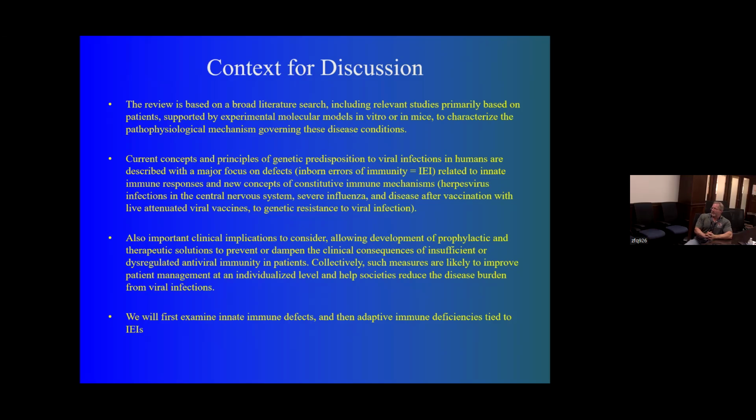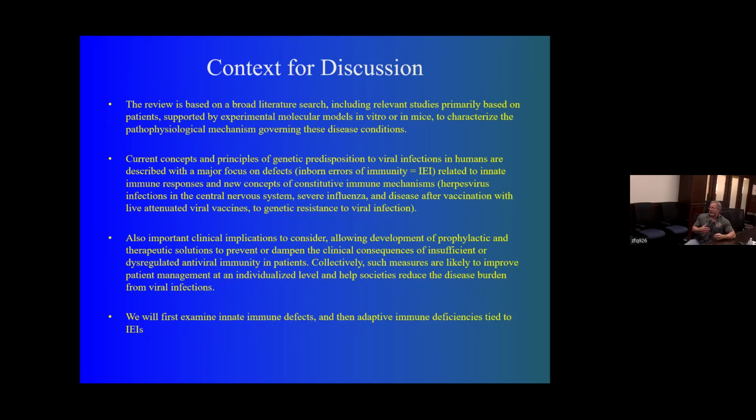Most of the concepts we're going to look at today are going to focus around inborn errors of immunity, or IEIs. And these are basically genetic mutations that seem to predispose certain people to being more prone to certain types of viral infections. Many of these mutations occur within the immune system, and particularly within the innate immune response. And so we want to try to examine what the genetic basis is that predisposes some individuals to being much more susceptible to viral infections than others.